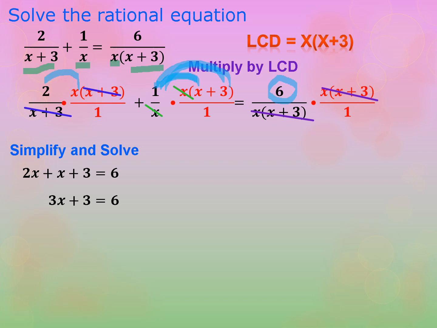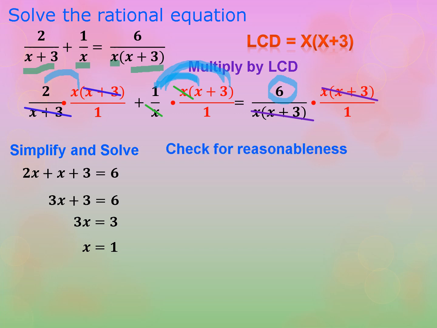Now I just have to solve. Well, how do I undo addition by 3? I got to subtract 3 from both sides. So I get 3x equals 3. Then I have to divide by 3. So I get x equals 1. Woohoo! But don't rejoice yet, because you have to check for reasonableness.